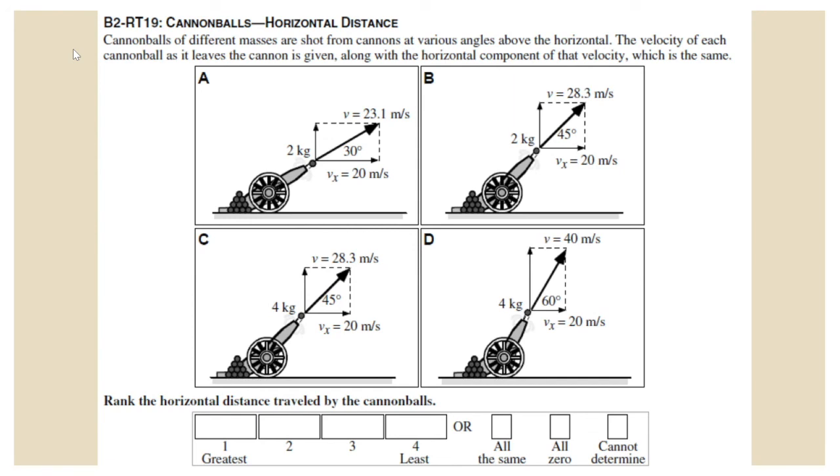It says cannonballs of different masses are shot from cannons at various angles above the horizontal. The different masses part doesn't matter, though. We've established that like 100 times already. The velocity of each cannonball as it leaves the cannon is given along with the horizontal component of that velocity, which is the same. And it says here, rank the horizontal distance traveled by the cannonballs. This is a great question.